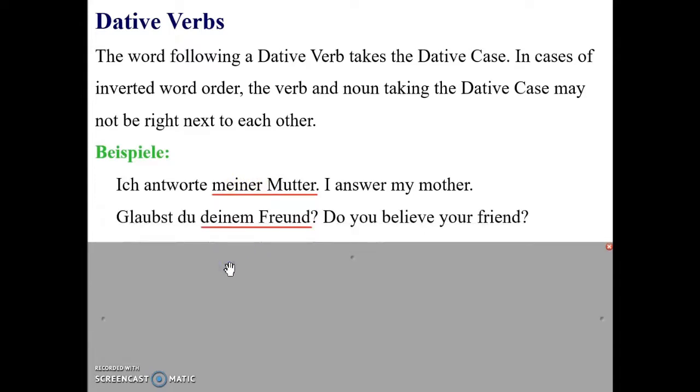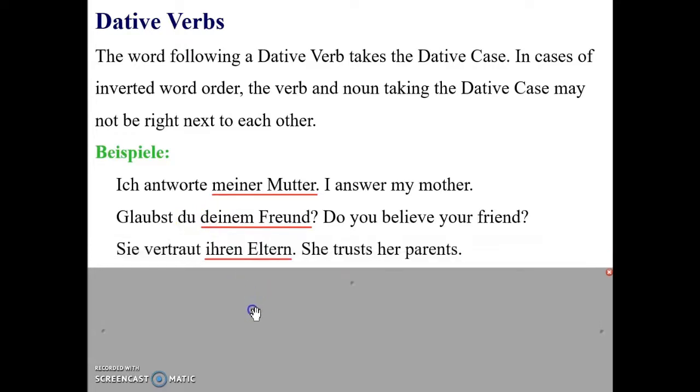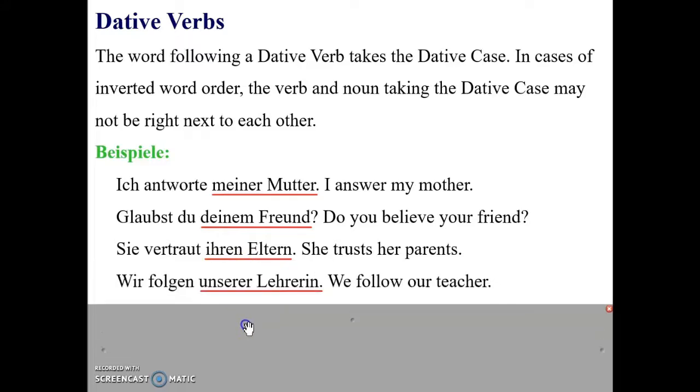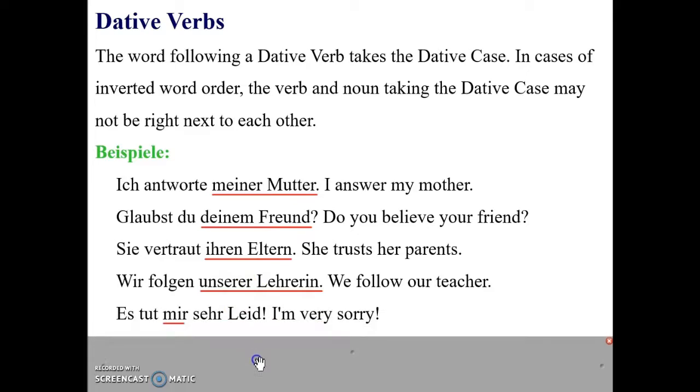Glaubst du deinem Freund? Do you believe your friend? Glauben being a dative verb. Here I have the inverted word order because it's a question, so my dative element follows du, to believe, deinem Freund. Sie vertraut ihren Eltern. She trusts her parents. Vertrauen is a dative verb, followed by the plural form there, ihren Eltern. Wir folgen unserer Lehrerin. We follow our teacher. Folgen being a dative verb, followed by that dative element, unserer Lehrerin.